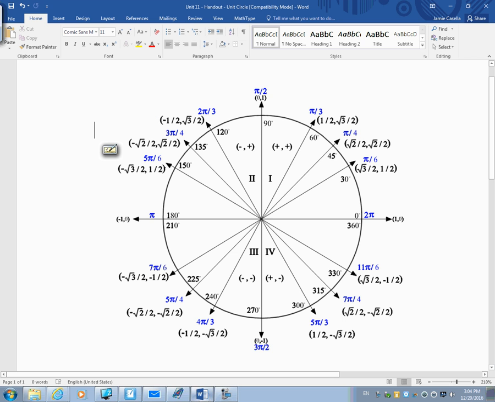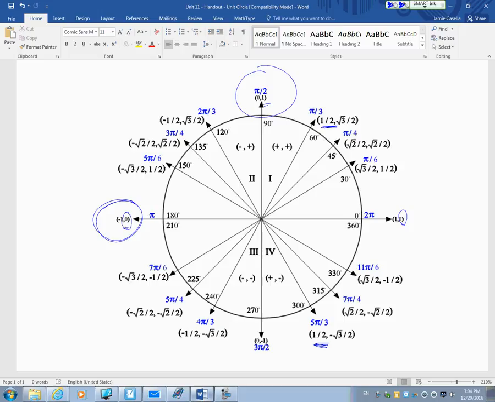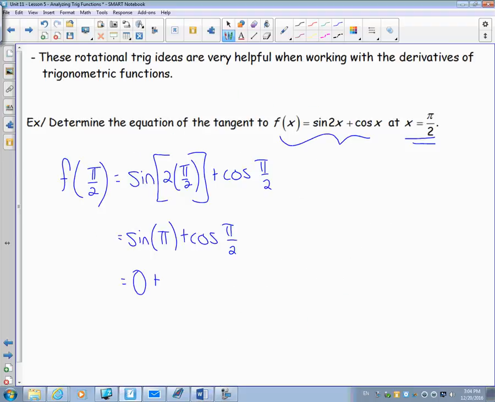Plus the cos of pi over 2. Pi over 2 is up here. The cos is the x part. So again, I need a 0. And what do I got? Hey, I got myself a point. The point pi over 2 and 0.